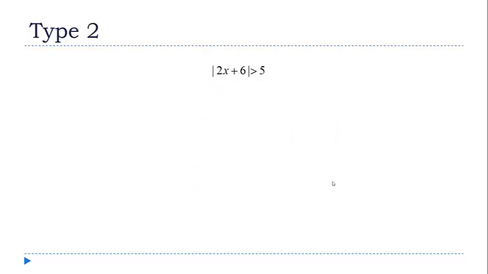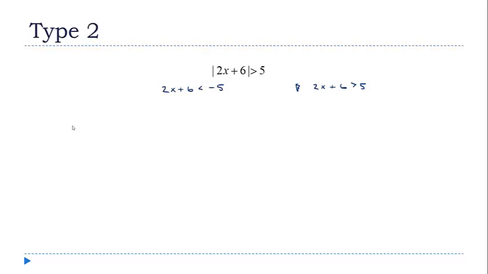With the second type of situation, I have the absolute value of an expression is greater than a number. And my approach here is going to be similar to what happened with the equations. I'm going to solve two inequalities. I'm going to solve 2x plus 6 is greater than 5. And I'm going to solve the inequality 2x plus 6 is less than negative 5.